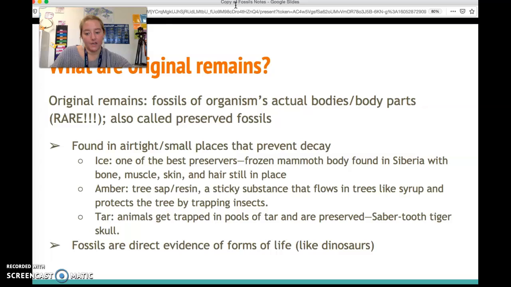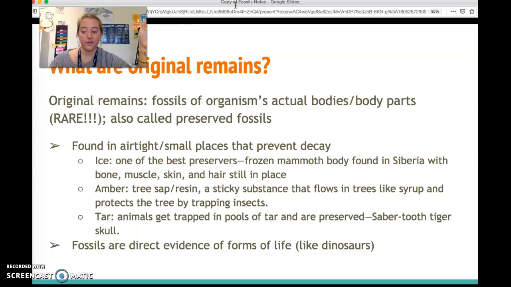One of those is ice, and it's one of our best preservers. We found frozen mammoth bodies in Siberia with bone, muscle, skin, and hair still in place. So that's really rare, specifically the hair and like the feathers of a dinosaur. Did you know that they've recently found the remains of a dinosaur and saw that it had feathers on it, which is something that people did not know before.